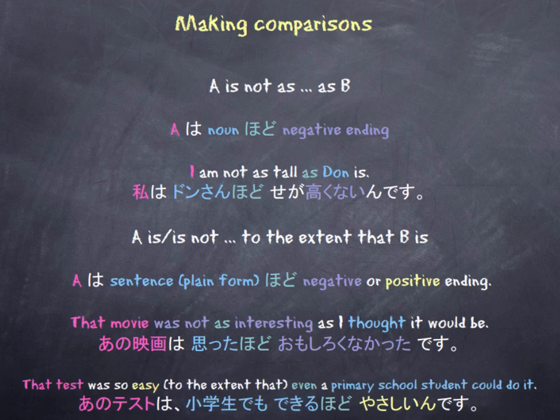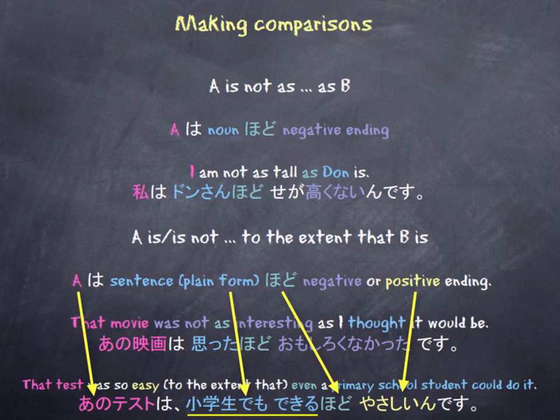And if we wish to finish with a positive ending, for example, that test was so easy to the extent that even a primary school student could do it. あのテストは小学生でもできるほど優しいんです。In this case, our subject is that test, あのテスト. And our sentence in plain form is 小学生でもできる. A primary school student could also do it. Then we have hodo, and we've got our positive ending. In this case is the word easy, yasashi, and finish with desu.